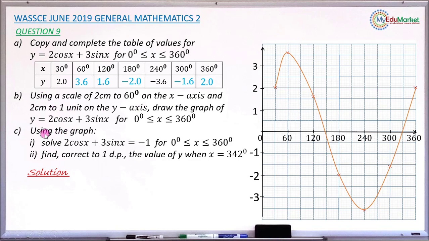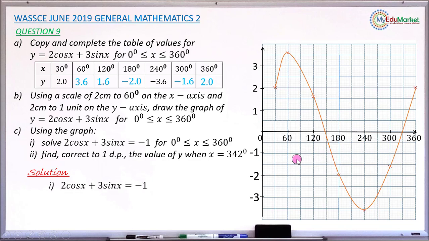So what remains is question number C, and question number C asks us to solve the equation 2 cos x plus 3 sin x equals minus 1. This left-hand side is exactly my function. So just like saying when the value of y here is minus 1. So what I'm going to do, I'll go to my vertical axis, that is my y-axis, locate minus 1. This is minus 1. I'll draw a line horizontally to cross my curve in these two places, just like this.